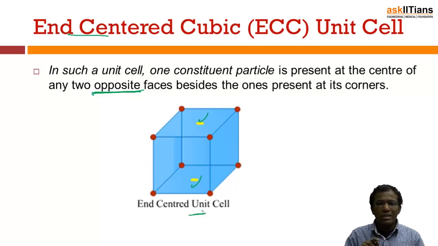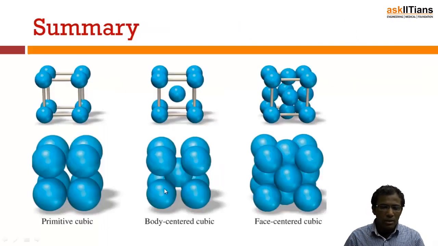So these are the 4 unit cells we have, and I will quickly summarize the things. This is the primitive or cubic. Just observe how the particles are arranged and how they are touching each other. This is the body center, where we have a particle at the center, and this is the face center, where we have particles at the center of each face. So this is about crystal lattices and unit cells.